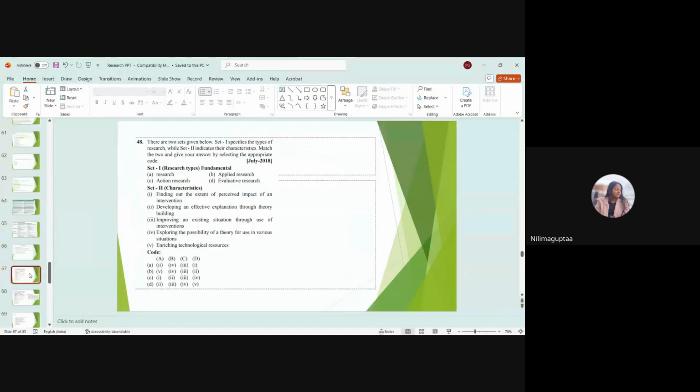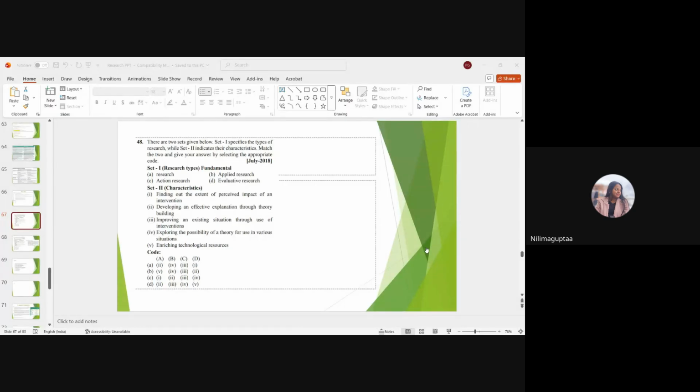Another question. This is from 2018. Most of them we have done out of it. There are two sets given. Set 1 is A, B, C, D, and set 2 is 1, 2, 3, 4. You will have to match the research and the characteristics of that particular research. For solving such questions, we also use the method of elimination. Now we have 4 items in set 1 and 5 characteristics in set 2. First, use the option of elimination.